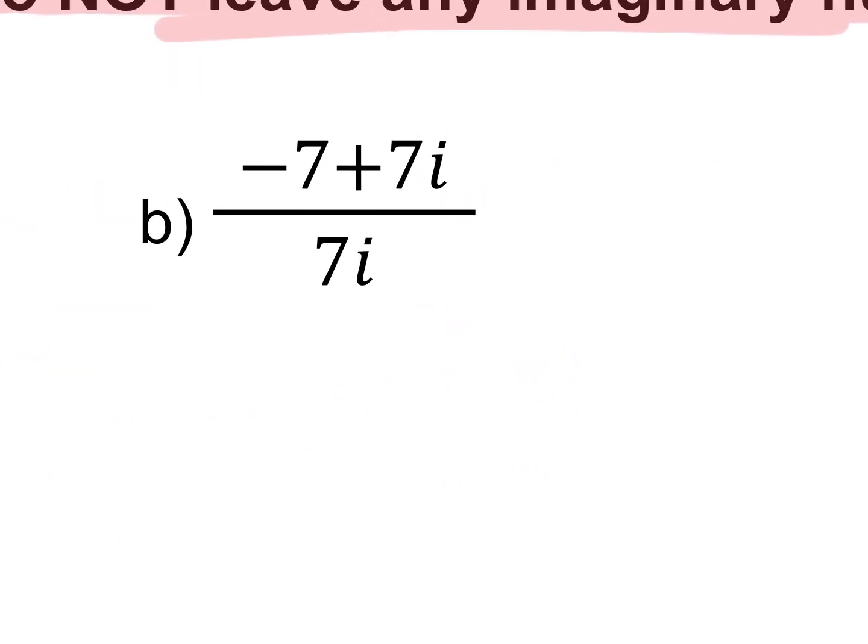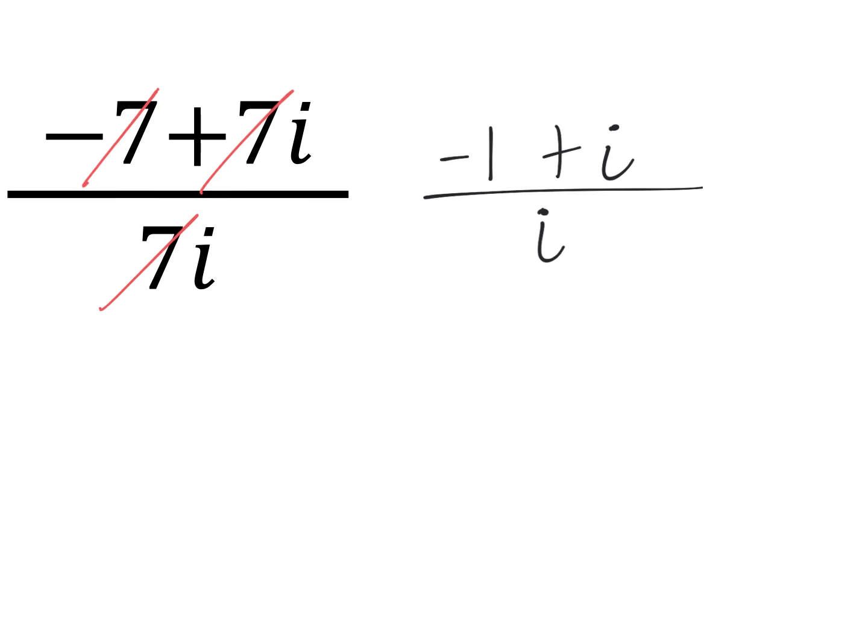Okay, let's do another one. Some of you may see, hey, let's simplify those 7s. All 3 terms are divisible by 7, so let's do it. And it has to be all 3 terms because there's 3 terms in this. If it's only 2 out of the 3, you can't do that. So that would give me negative 1 plus 1i, or just i, over 1i, or just i.